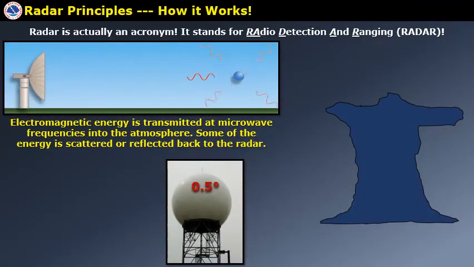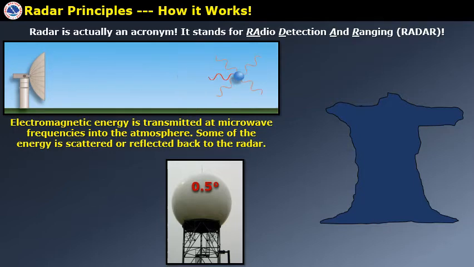Let's talk about radar and how it works. Did you know that radar is actually an acronym? It stands for Radio Detection and Ranging. Well, how does it work exactly? Electromagnetic energy is transmitted at microwave frequencies into the atmosphere. Some of this energy is scattered or reflected back to the radar, and hits the term reflectivity.